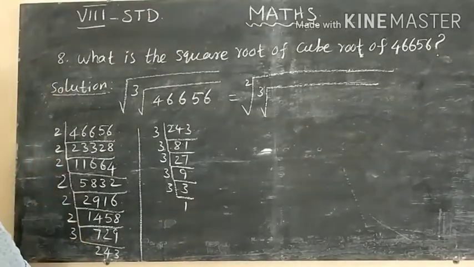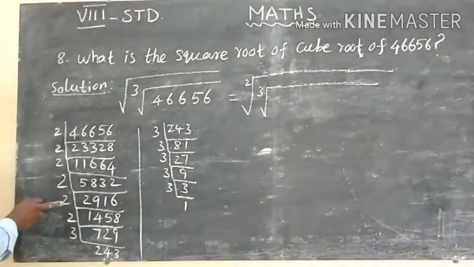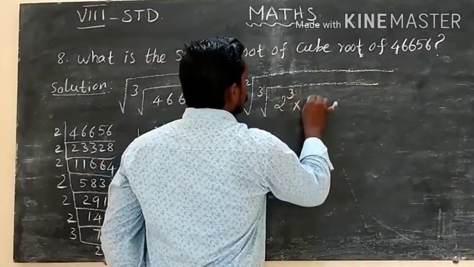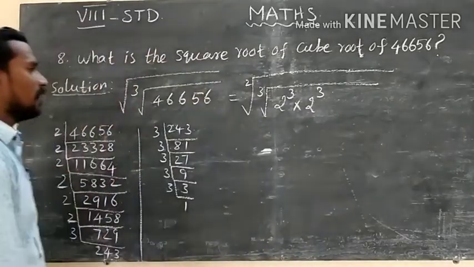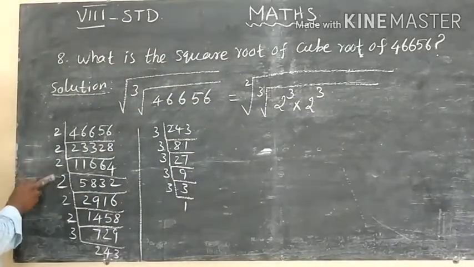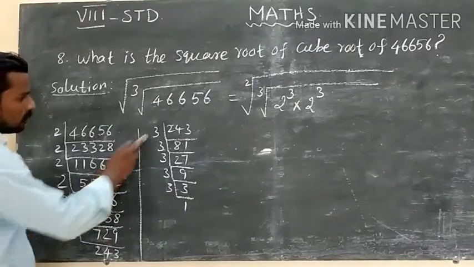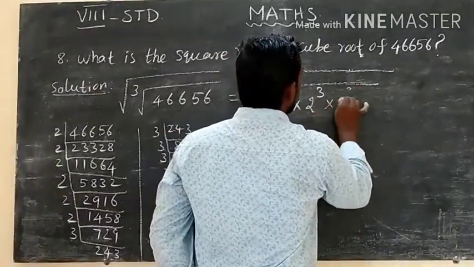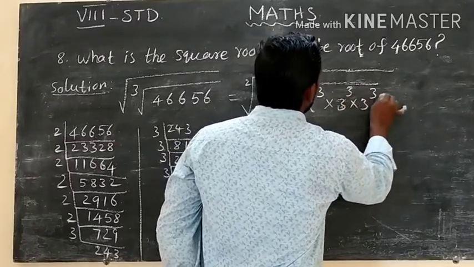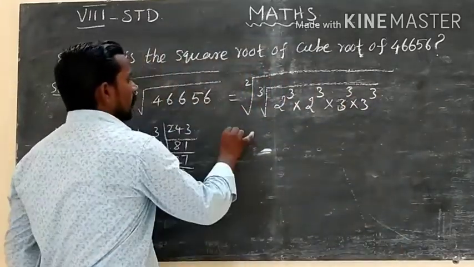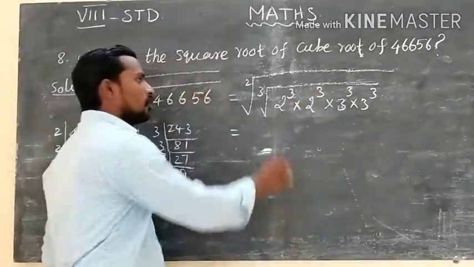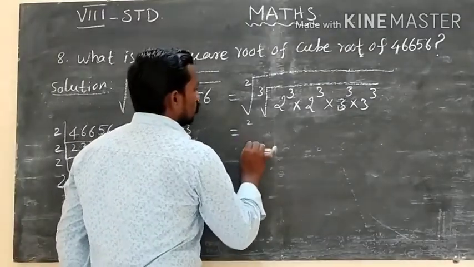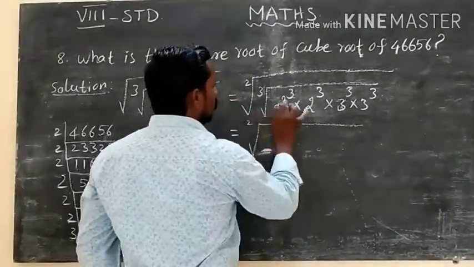So we get six 2s, which we write as 2 power 3 into 2 power 3. In the same manner, six 3s, so 2 power 3 power 3 into 3 power 3. Why am I writing in powers of 3? Because we want the cube root of the value. So the cube root of this answer.